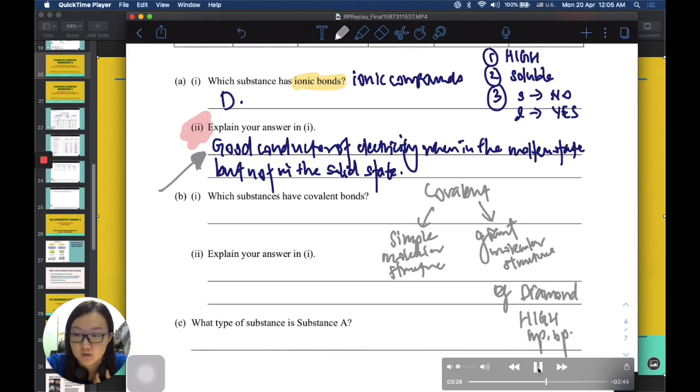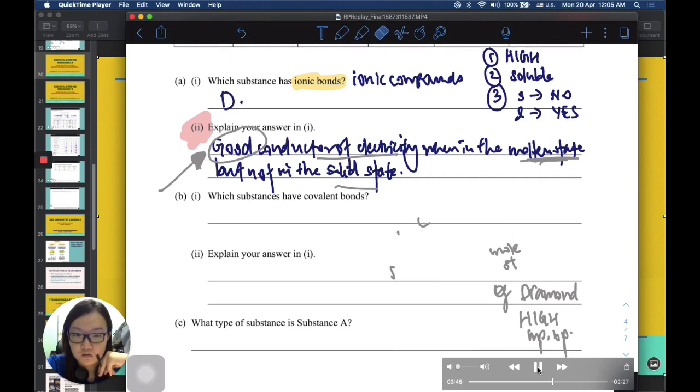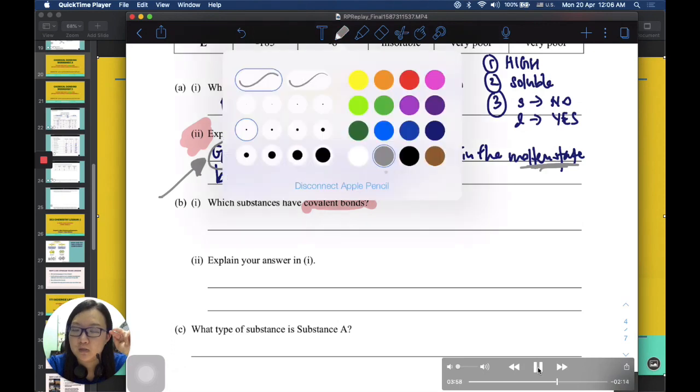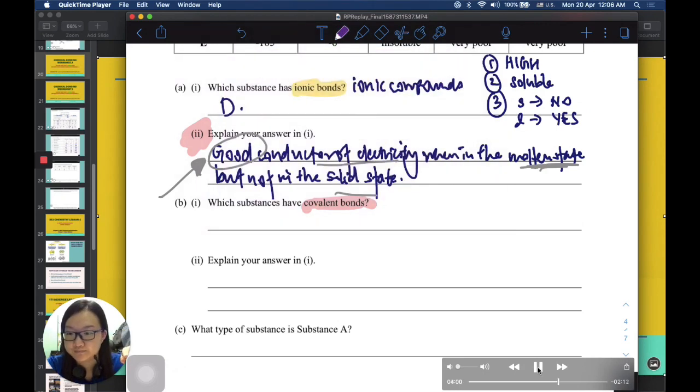electrical conductivity. Because if you talk about high melting and boiling point, technically, covalent compounds that have the giant molecular structure also have very high melting and boiling points. Get what I mean? But as for ionic compounds, if you talk about electrical conductivity, it's strictly that. Because ionic compounds can conduct electricity in the molten state, but not in the solid state, because there are no free moving ions.